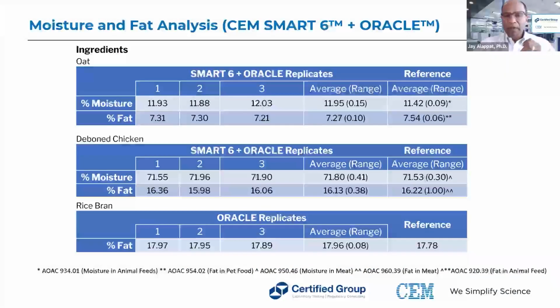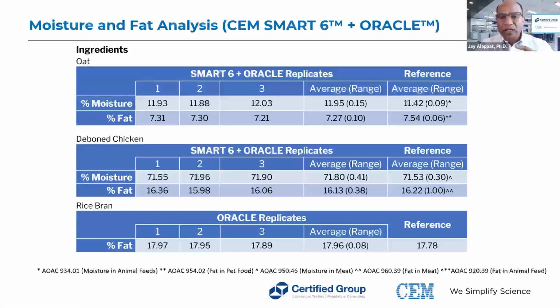All right. Now, Alicia mentioned that these methods, Oracle as well as Smart 6, are validated against the reference method. So in the next 3 or 4 slides, what I'm going to show you is how these methods compare with the reference method. Whether the application is meat, oat as a raw material, deboned chicken, or rice bran, the workflow remains essentially the same, and we measure moisture rapidly with the Smart as well as with Oracle. You see how comparable the numbers are.